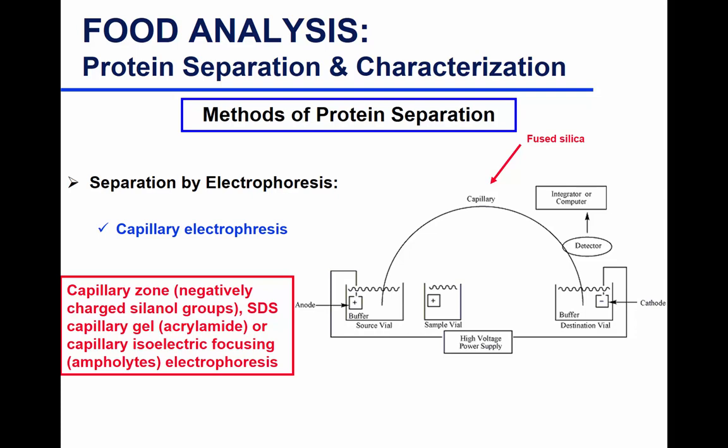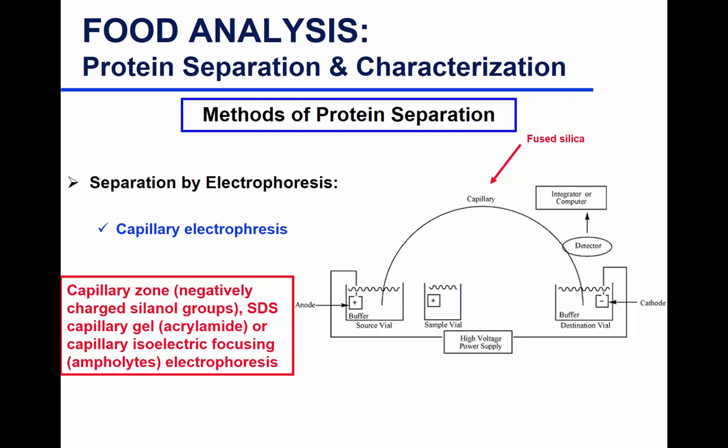That means you don't have any gel, no acrylamide in there. You only have the silanol from the silica that are negatively charged, and then you have your buffer running through the capillary. Positive charge from the buffer will hang on to the negative charges of the silanol groups, and when you run a current, the positive charges will start moving towards the negative electrode. The positive charge linked to the silanol group will start moving and pulling proteins, and the proteins will start separating: positive charge first, then neutral, then negative. Then you get separation, and then you get detection.